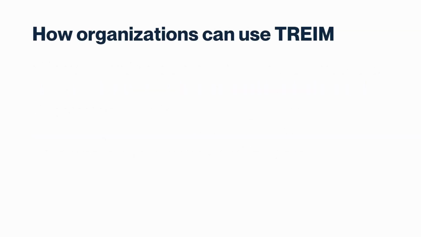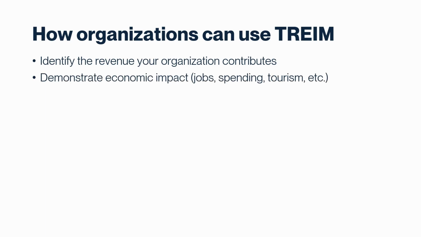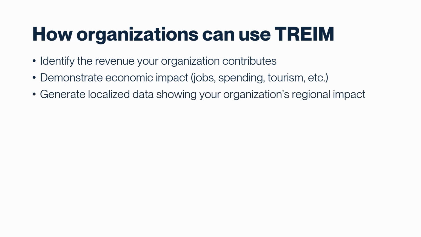Outside of the Ontario Arts Operating Fund application, organizations can use TREIM to leverage your data in many useful ways. For example, you can use your TREIM report to identify the revenue your organization contributes at the municipal, provincial, and even federal level. You can demonstrate economic impact through job creation, spending, growth, and tourism that fuels the local and provincial economy. Generate localized data by running the report based on your census area instead of Ontario as a whole. This helps show how you're contributing to your municipality or region.